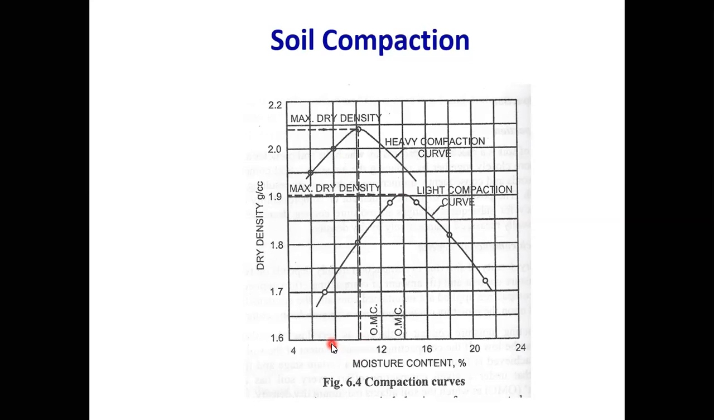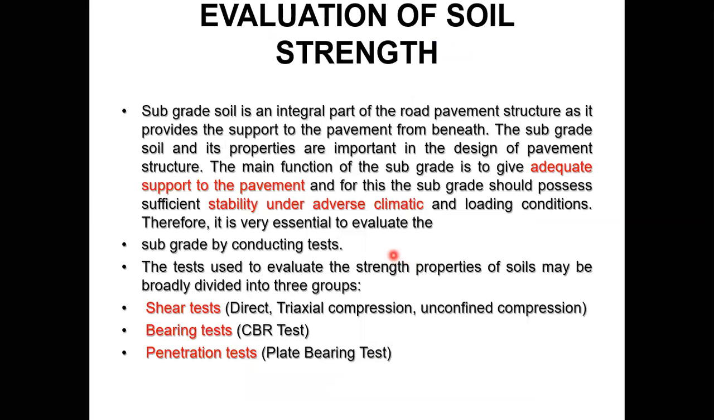Suppose this is 8, this is 10, this is 12. Suppose 10% is the OMC here, and here 14% is the OMC. Even though it is 2%, when you're going for road construction, 2% less water means a huge amount of water. So like that, the strength of the soil also comes in.